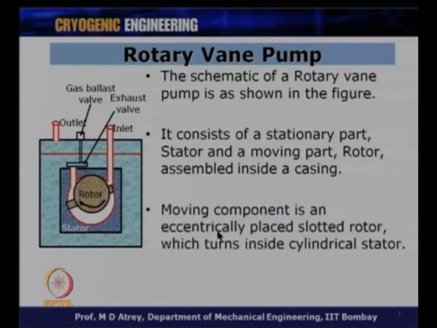Moving component is an eccentrically placed slotted rotor. This rotor is not a simple rotor, it has a slot, and through this slot runs a vane, and this is what we can see here. So, the moving component is an eccentrically placed slotted rotor which turns inside the cylindrical stator.